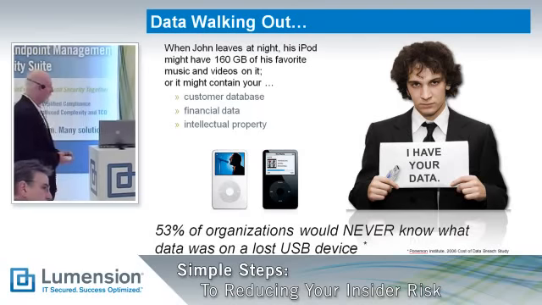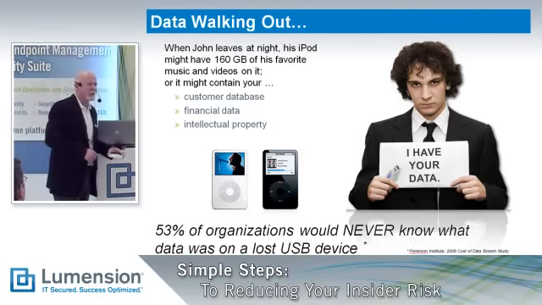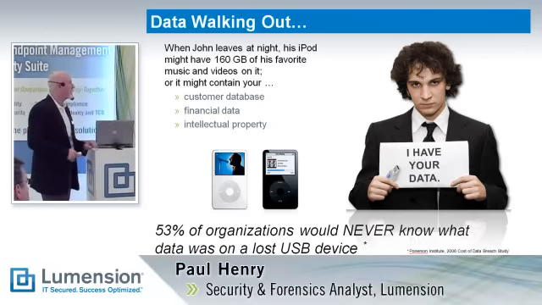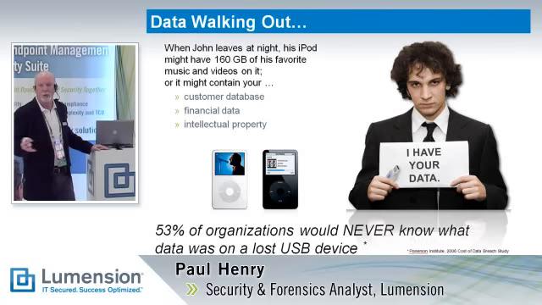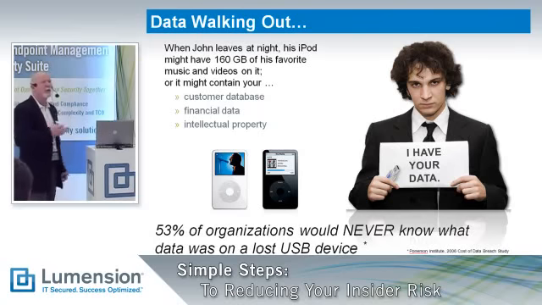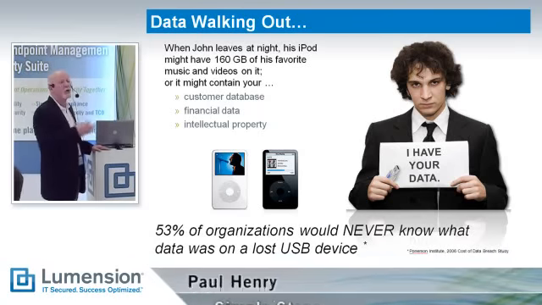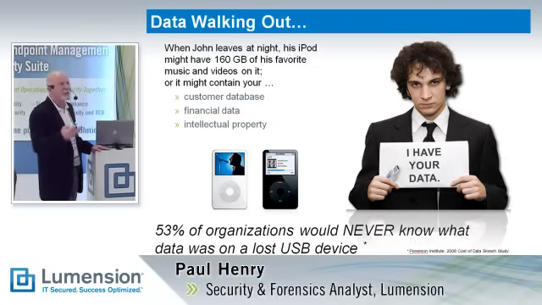The biggest problem we have with insiders today is, everybody's got that iPhone, they've got that USB stick, that device that makes it trivial for them to literally walk out of your organization with data. In another survey from Ponemon, 53% of organizations said they would never know what data was lost on a USB device. It's bad enough that your data can leave the organization without authorization on a USB device, but if a guy lost that USB device, if it's not encrypted, that data is very quickly going to fall into hands that it perhaps shouldn't fall into.